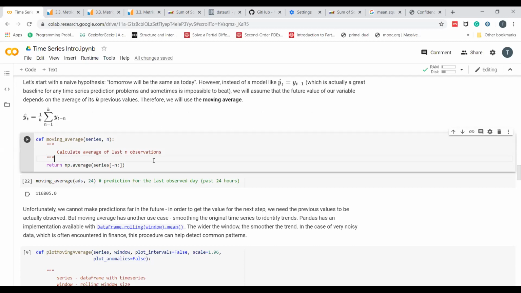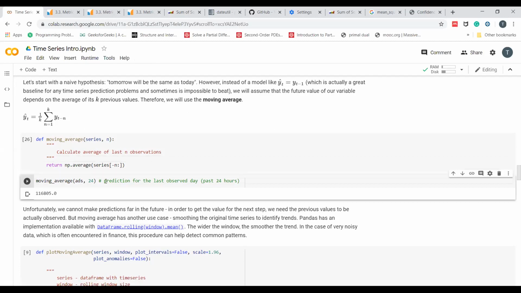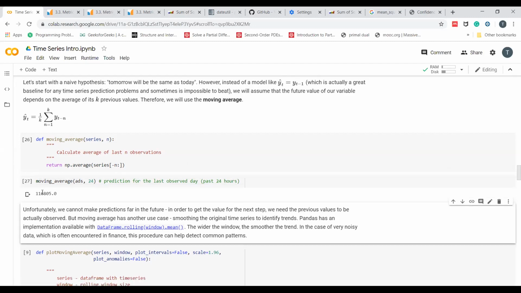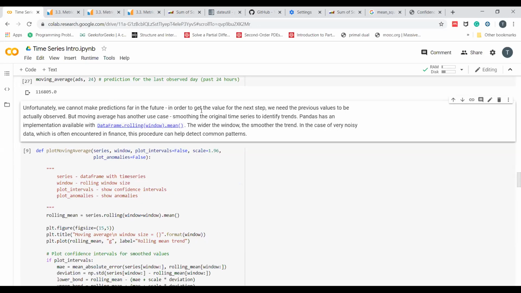This function is just going to calculate the average of the previous n observations. So if we want to do a calculation on the moving average of the ads data for the past 24 hours to do a prediction, we can see that we get a value of around 116 to 17,000. But unfortunately, we cannot make predictions far in the future. In order to get the value for the next step, we need the previous value to be actually observed.